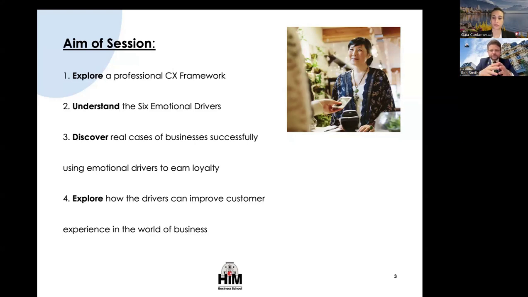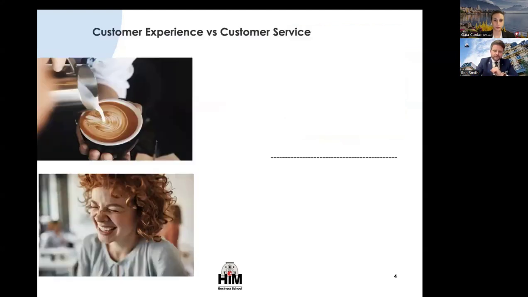This framework includes 6 emotional drivers, 6 ways that businesses, be they small businesses or large businesses, from any number of industries, can all harness the power of using emotions to connect with customers with the goal of building loyalty and advocacy. And we'll look at some real cases from companies across various industries that are currently using emotional drivers successfully to earn loyal customers. So let's dig into it.